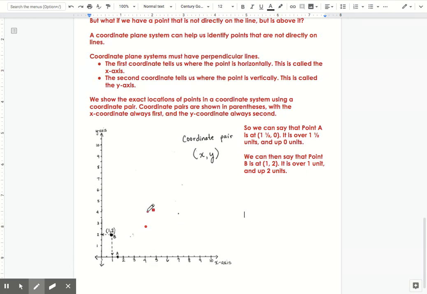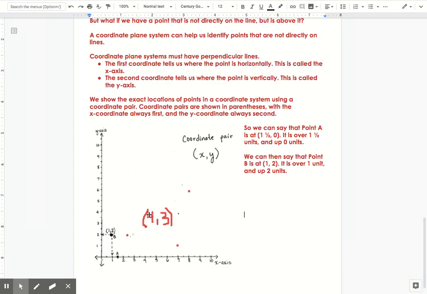Let me write that in. 4, 3. I have to write really slow with this. And then you put it in parentheses. Let's say I wanted to put a point at 2, 2. So I would go over 2, up 2. That's 2, 2. Over 7, up 1. Right there. Maybe over 8, up 6. Right there. So you can put different locations on this coordinate plane using x and y coordinates.